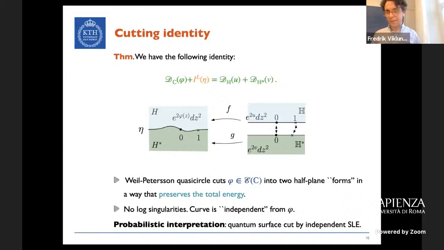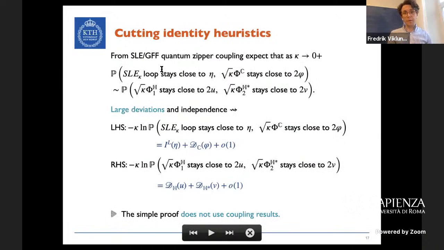So why do I say this? What is the actual link here? Well, let me just give one slide on a super heuristic argument that could be used, starting from the probabilistic world, to guess that this result should be true. It goes something like this. One considers this quantum zipper coupling that I mentioned. So we look at the probability that an SLE kappa loop stays close to this prescribed eta, and that this GFF stays close to this prescribed function.